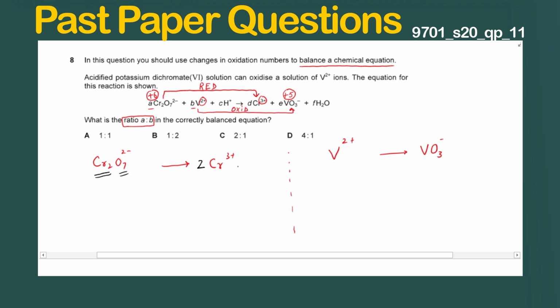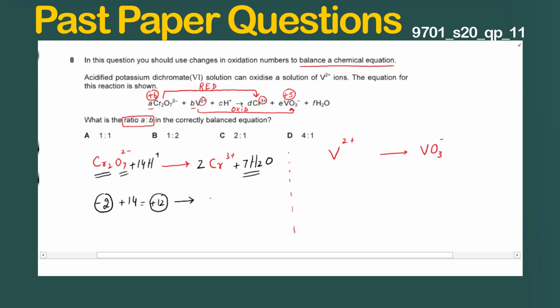There are 7 oxygens. For balancing the oxygens, I can write down water here. 7 water molecules are added to balance the oxygen atoms. But now we have 14 hydrogens on the right hand side. For balancing this, let's write down hydrogen ions on this side. Now all the atoms are balanced, but not the charges. Now we have to balance the charges. On this side we have -2. For the hydrogens we have +14. So the overall charge on the right hand side is +12.